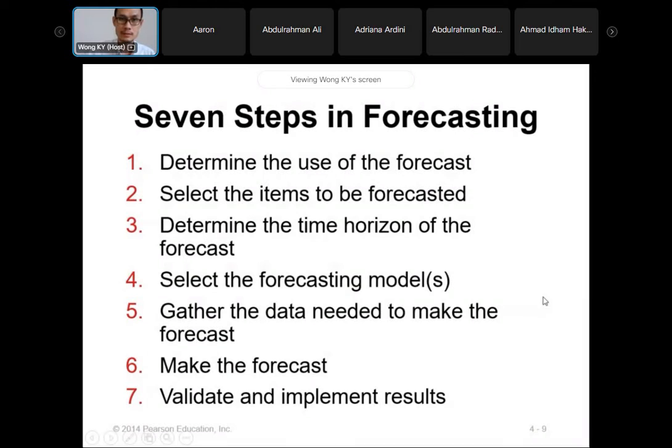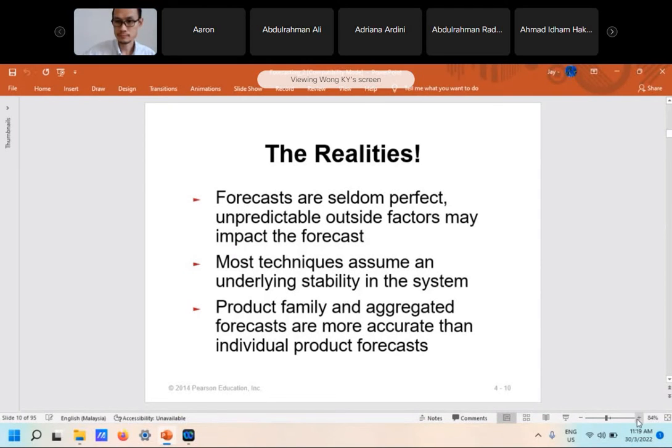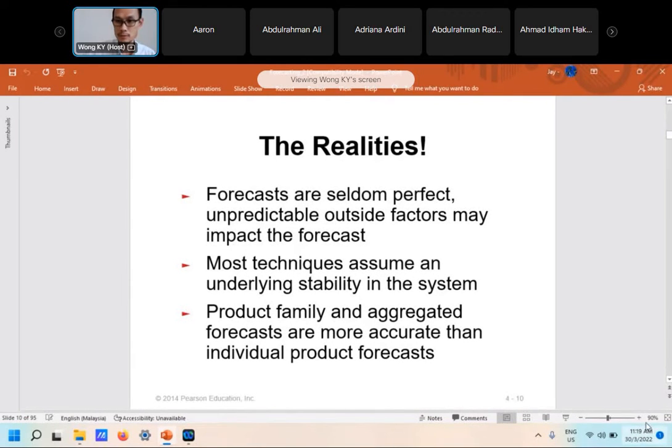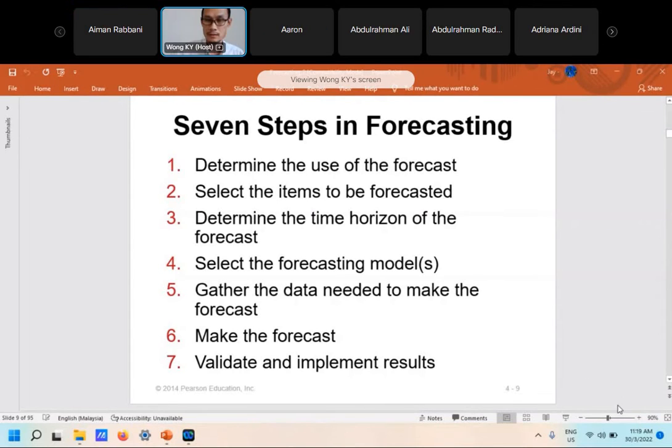Okay, next steps in doing forecasting. The first two steps. Okay, if I don't put slideshow, can you all see clearly? Yes, yes, sir. You can still see clearly, yeah? Yes, yes. Okay, I think better like this.